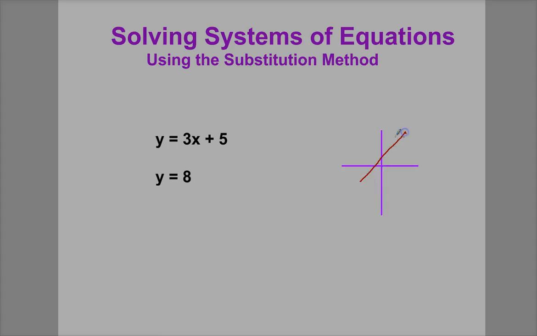So if I have two lines and they intersect, any two lines should intersect at a point unless they're parallel. So right there, that's the solution. It's the point where they cross, basically.